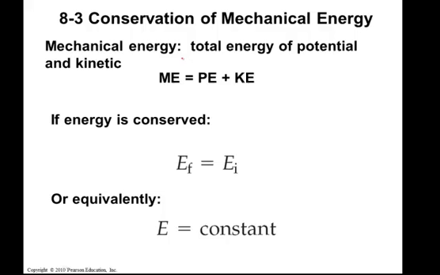Now, mechanical energy is the total amount of energy that you're going to have in your system, and that means that it's going to be the potential energy plus your kinetic energy. And as long as your energy is conserved, that means the amount of energy that you have at the end has to be the same as you have at the beginning, which means the total amount of energy stays constant.